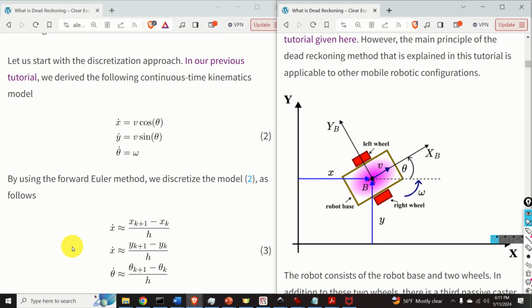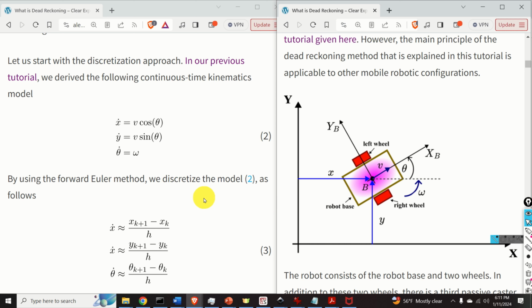In our previous tutorial, whose link is given in the description below this video, we derived the following continuous time kinematics model describing the robot motion. Here is the first equation describing the change of the x-coordinate of the point B. Here's the second equation describing the time change of the y-coordinate of the point B. And here's the third equation describing the time change of the orientation angle theta.